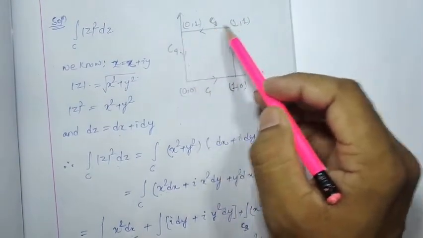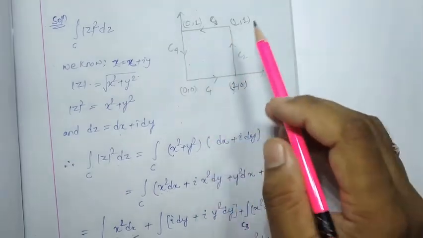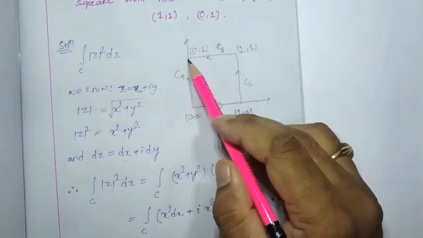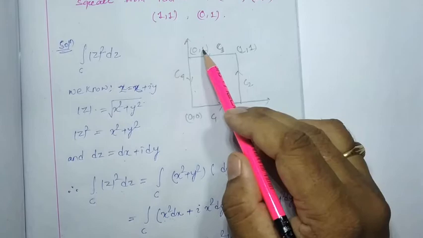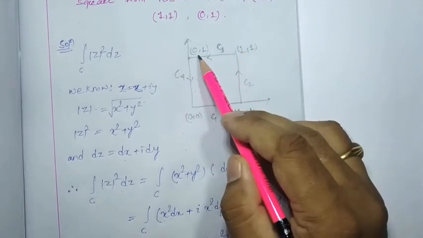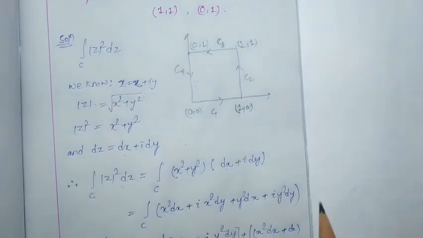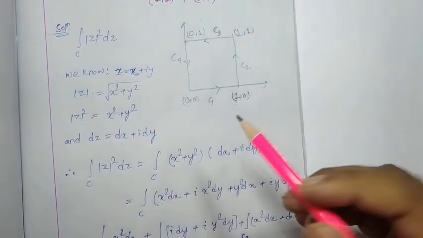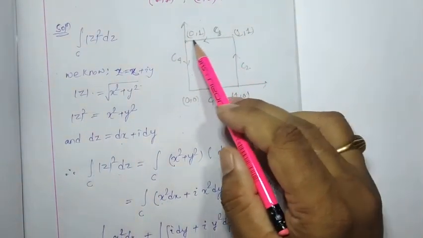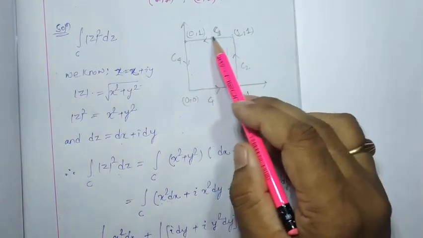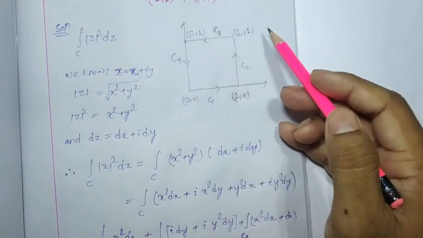Along this C3, which one changes? X changes, but y does not change. Y here is 1, at this point also 1, y does not change, only x changes from 1 to 0. So if y is constant along this path, along this contour, or along this line, obviously dy will be equal to 0.